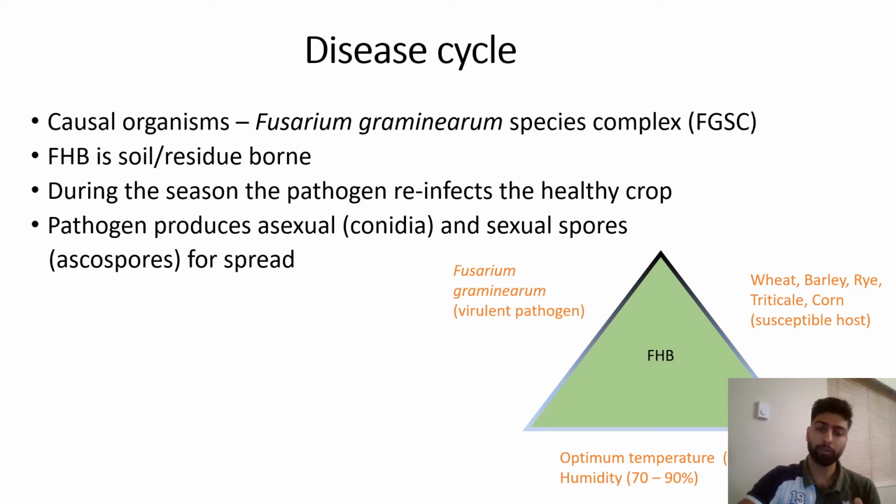I tried to make this disease triangle to basically look at what conditions are necessary for this disease to develop. And if you see Fusarium graminearum virulent pathogen, your hosts are wheat, barley, rye, triticale, corn, the grasses, and temperature ranging between 20 to 30 degrees Celsius and high moisture.